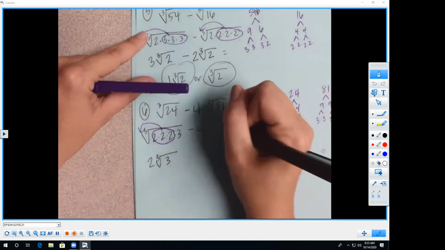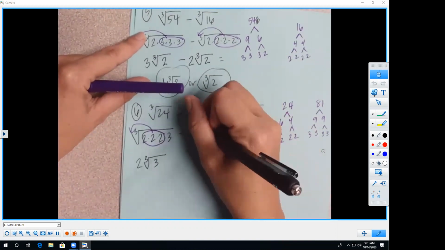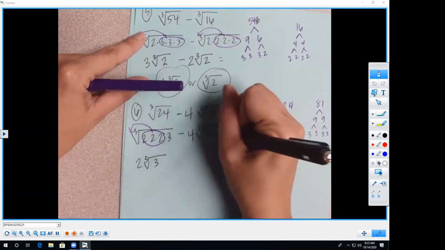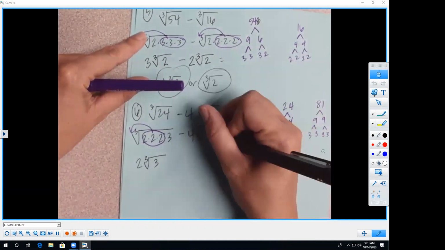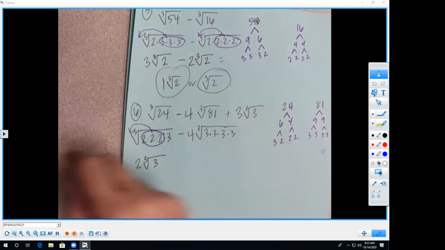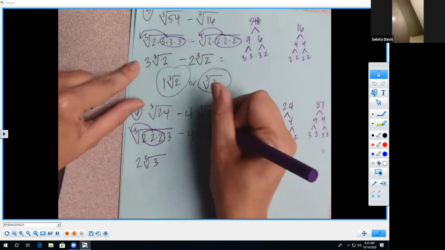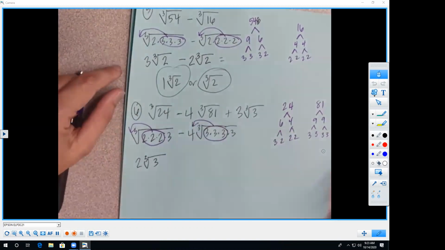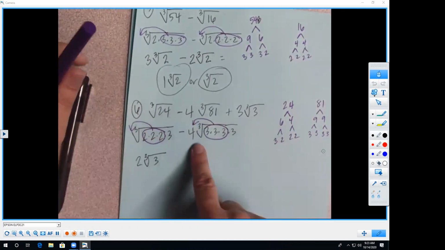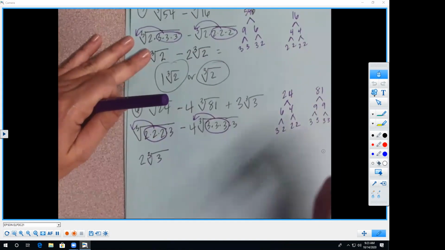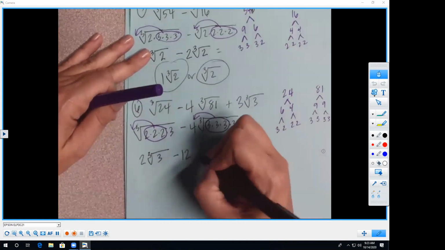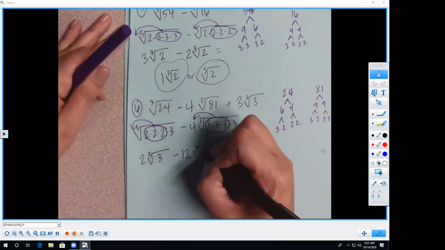For the next one, for 81, it's 4 times the cube root of 81. 81 is 4 3s multiplied together. And take out a group of 3 3s. And when I put it out front, I need to multiply it with that 4. So it's going to be minus 12 times the cube root of 3.